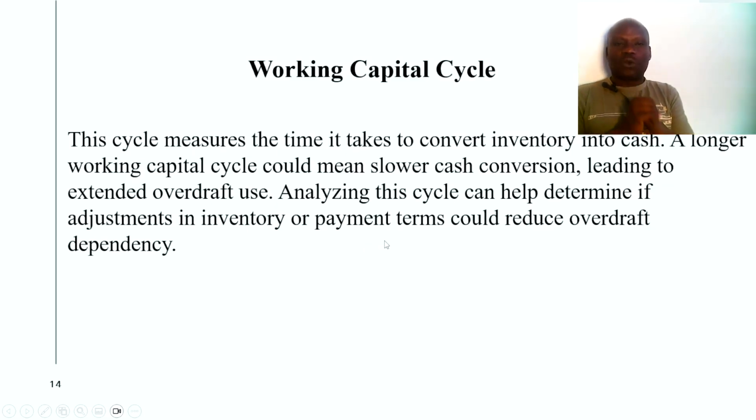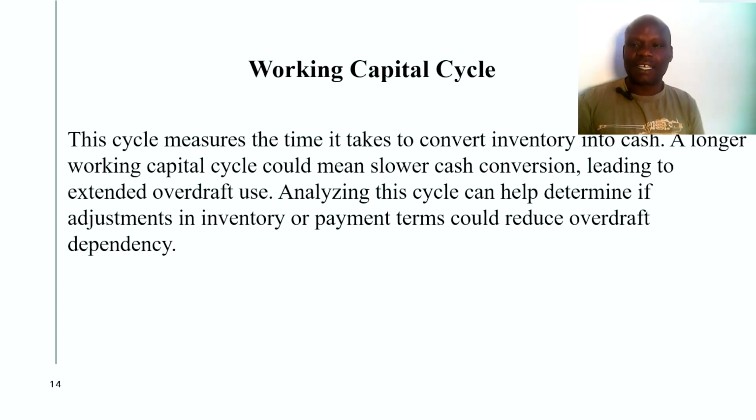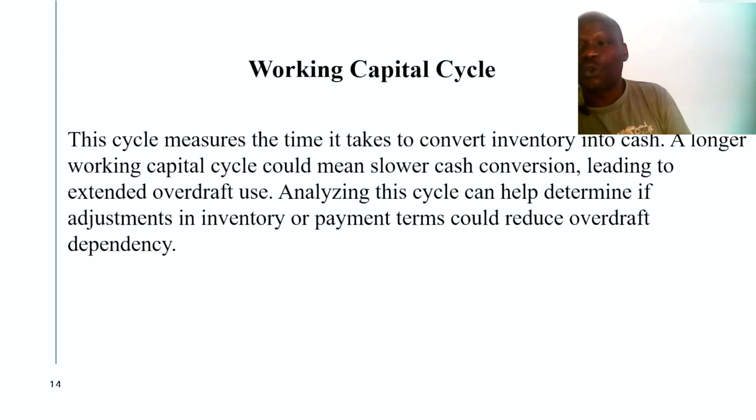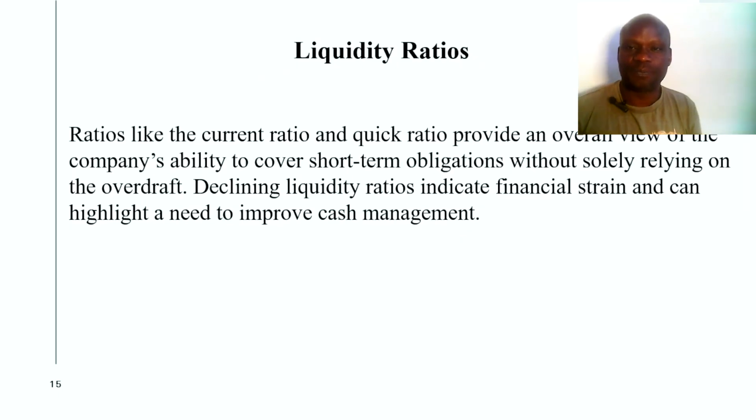Working capital cycle. This cycle measures the time it takes to convert inventory into cash. Well, you took the overdraft and gauged it in terms of buying some merchandise that you intend to resell. So the question is, what is the time taken to convert inventory into cash? A longer working capital cycle could mean slower cash conversion, leading to extended overdraft use. Analyzing this cycle can help determine if adjustments in inventory or payment terms could reduce overdraft dependency.